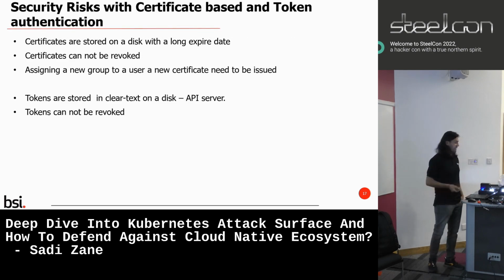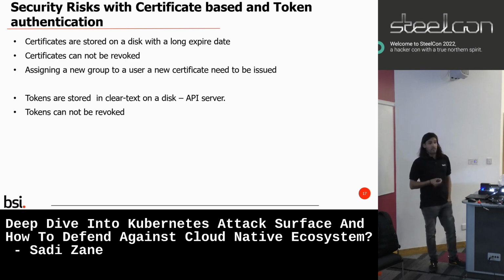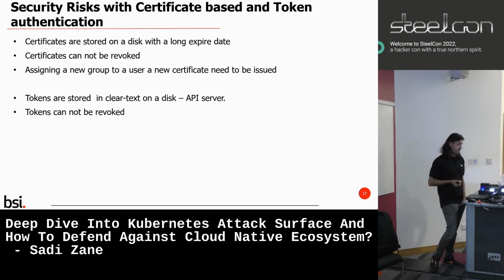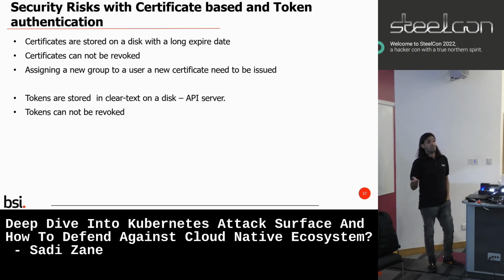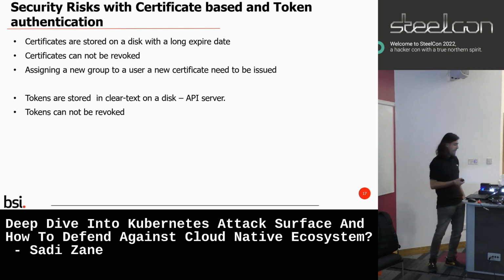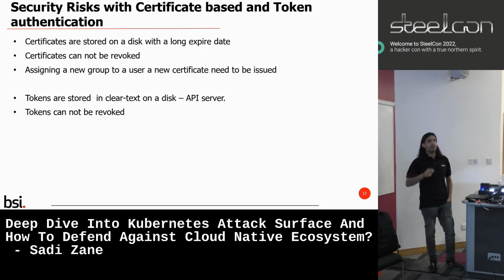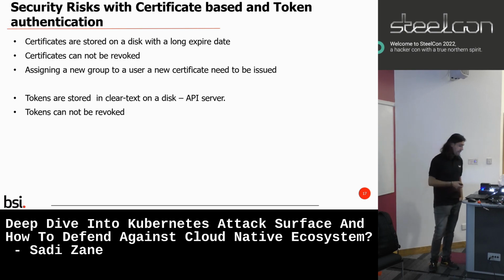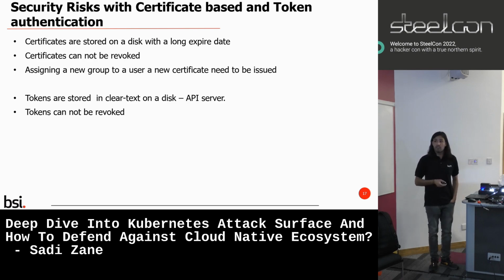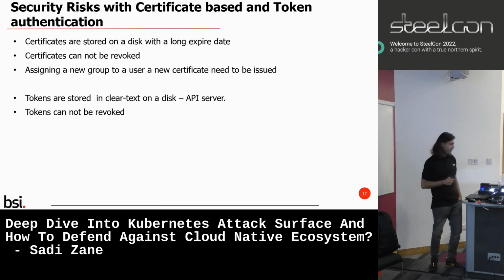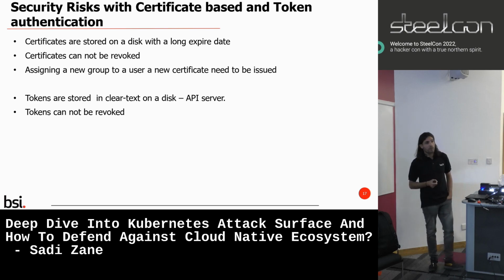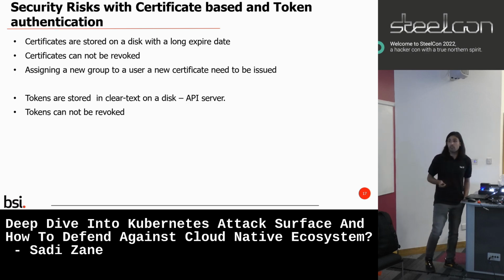Some of the disadvantages of certificate-based authentication as well as token-based authentication: certificates are stored on disk. If somebody manages to steal your certificate, that's a bad day because you really can't revoke it. You have to reissue it. If someone leaves the company, you can't revoke it. That's the issue. And if you want to assign a user to a new group, you have to generate a new certificate. In terms of token-based authentication, tokens are in clear text and stored on disk. If someone accesses your token on the disk, there's trouble. They can have access to that environment, and again, a token cannot be revoked. So these are the downsides of token as well as client-based authentication.